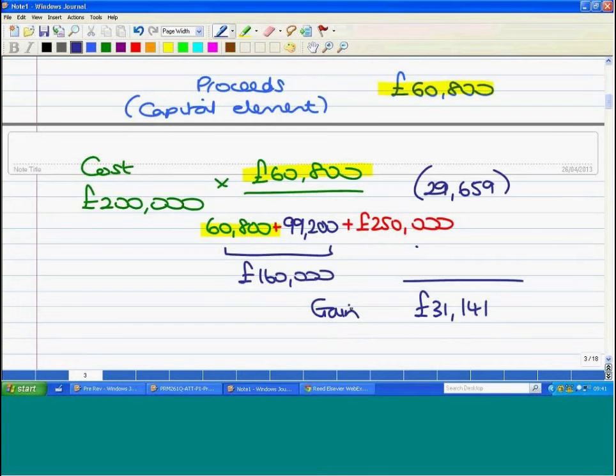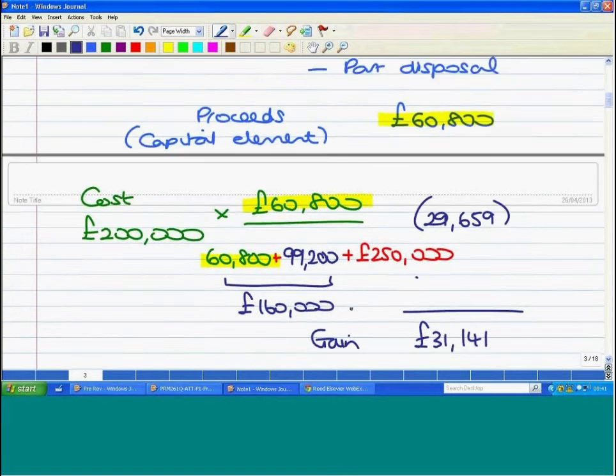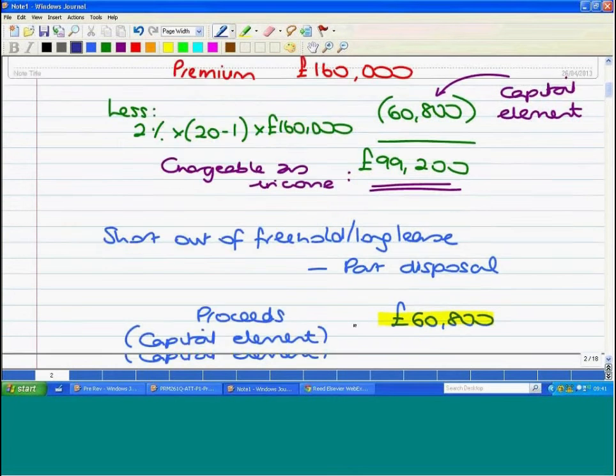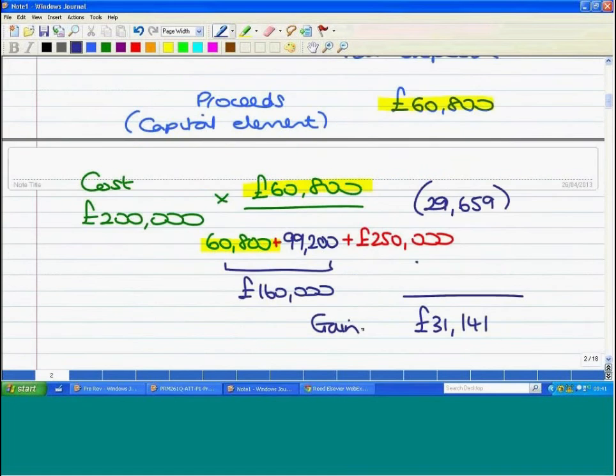Okay, and just to run back to the question and double check the requirement, we were asked to calculate the amount chargeable to income tax. So we did that first of all by stripping out the capital element, and then secondly we were asked to calculate the amount chargeable to capital gains tax. So we needed to put the capital in for our proceeds, do the part disposal calc, but just remember the full premium needs to go on the bottom there.